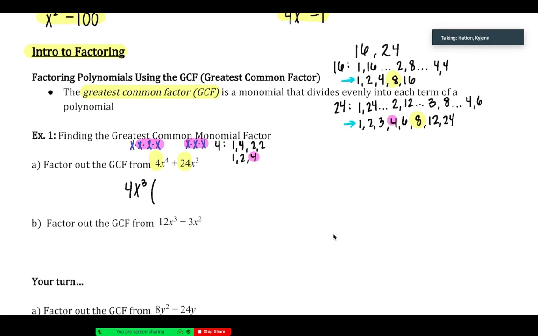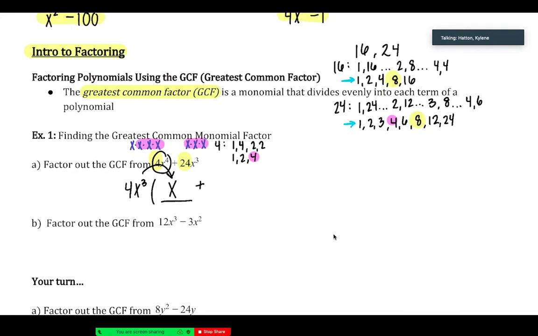So whatever I put first, that means that it would have to be 4x cubed times something that gets me back to this 4x to the fourth power. So 4x cubed times what is going to get me to 4x to the fourth? Well, 4 times 4, or 4 times 1, that's the same, so that doesn't change. And then to get from x cubed to x to the fourth, I need to multiply in one more x. So that first term becomes an x.